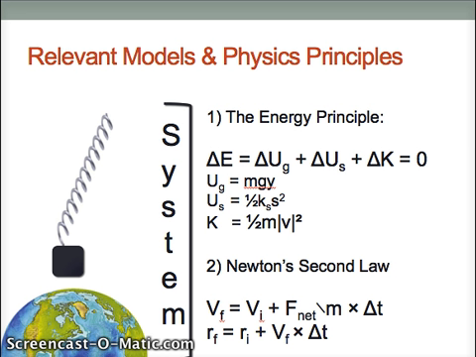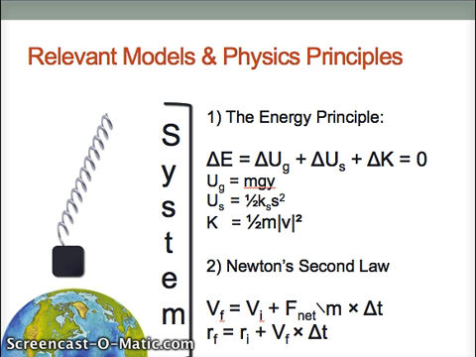Because of this, we take the change in energy of the system to be equal to the change in gravitational potential energy, spring potential energy, and kinetic energy of the mass. By the energy principle, we know that delta E is equal to all of the energy transfers from the surroundings into the system. So because we have nothing in our surroundings transferring energy into the system, delta E is equal to 0. This will be key when determining whether or not our model satisfies the energy principle.